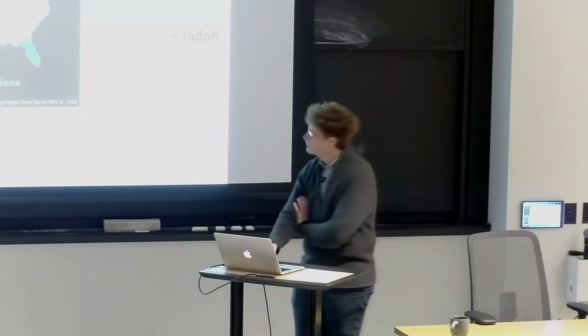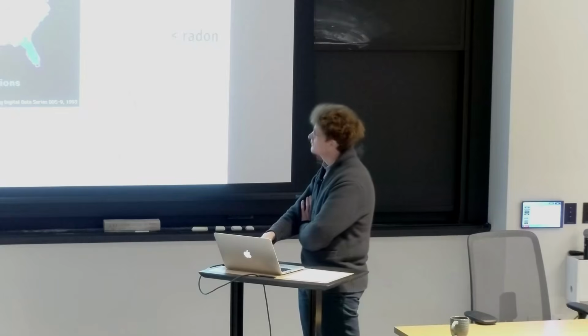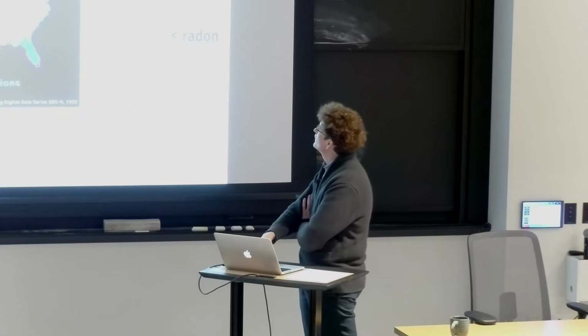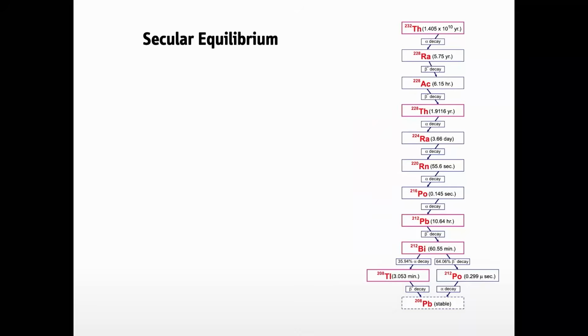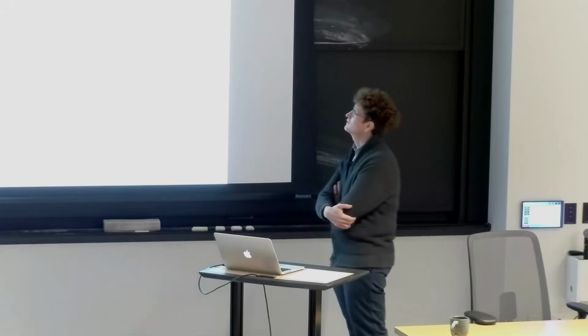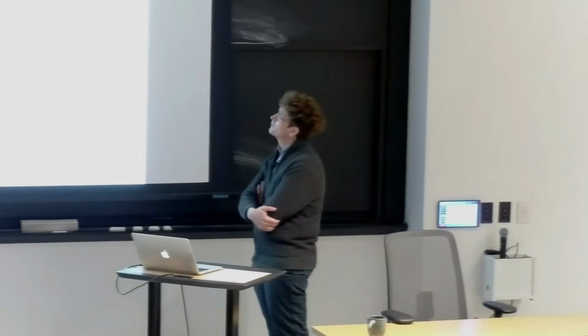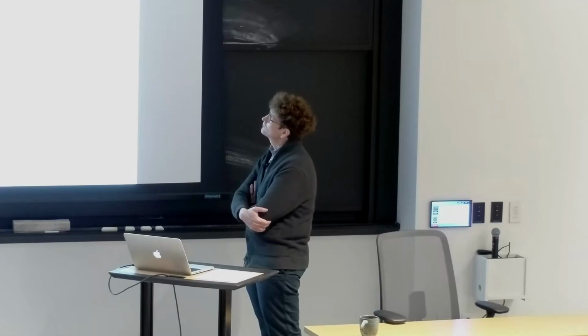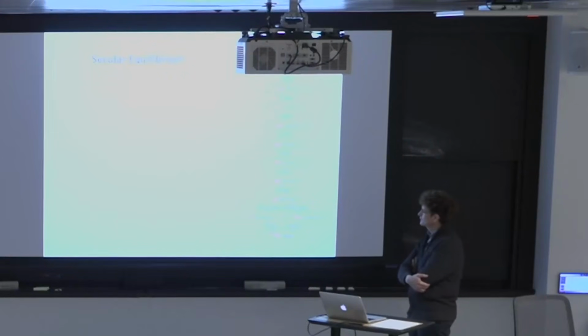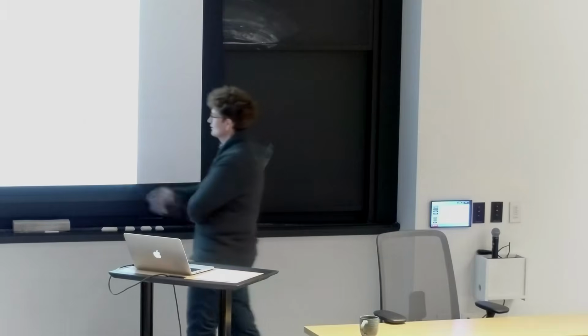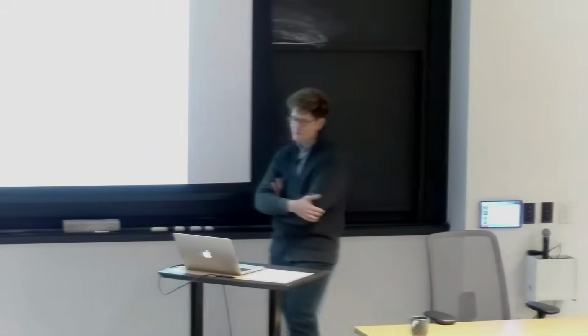And I think this is a good opportunity to bring up the idea of secular equilibrium. So if we just look at the half-lives at the top there, you see that the half-life of thorium-232 is 1.4 times 10 to the 10 years. It's a very long time. And then everything else is short: 5 years, 6 hours, 1 year, 3 days, 55 seconds, 1/10 of a second, 10 hours, 60 minutes, 0.229 microseconds, right?